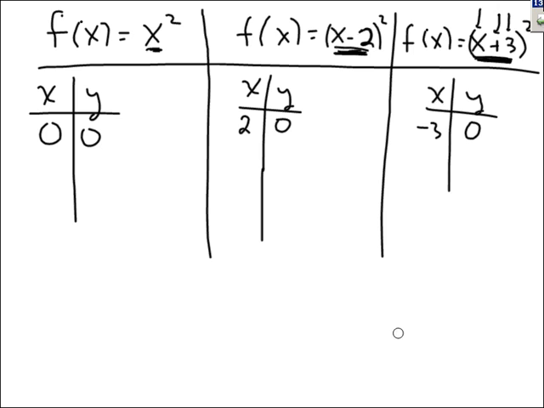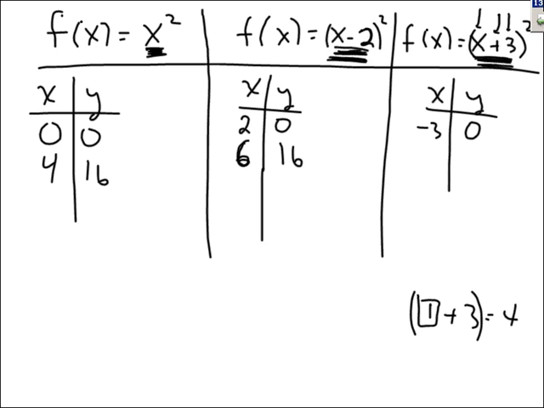Now let's square 4. Well, if I want to square 4, I should let x be 4 in the first case. 4 squared, 16. If I want to square 4, I should plug 6 in, because 6 minus 2 is 4. And when I square it, I get 16. If I want to square 4 in the last case, x plus 3 is 4, so x is 1. If x is 1, I'll be squaring 4.